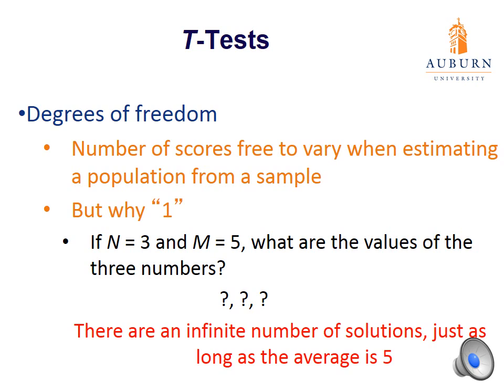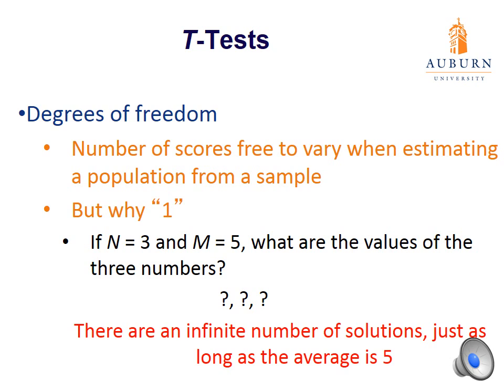So if you said that there are multiple combinations that would meet our criteria of our problem, so in other words, multiple combinations of numbers that would give us a mean of 5 with 3 values, then you would be correct. In fact, there are an infinite number of solutions. So just as long as those 3 numbers average out to be 5, we can have an infinite number of values that could represent our particular problem when we have a sample of 3 that has an average of 5.